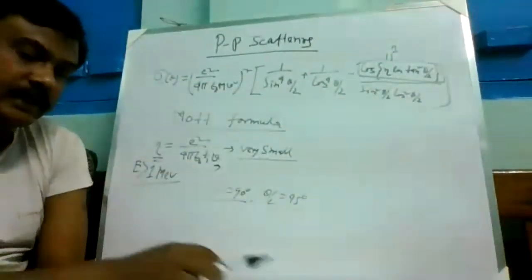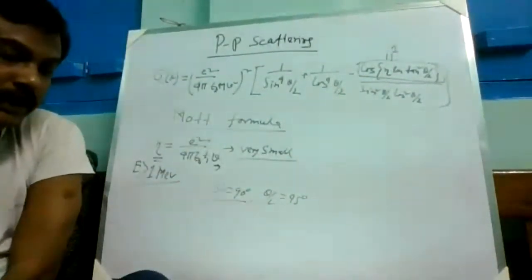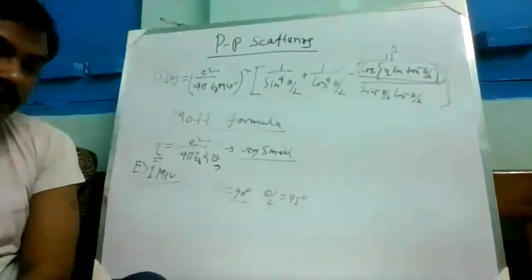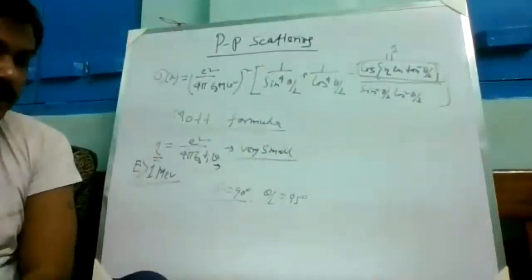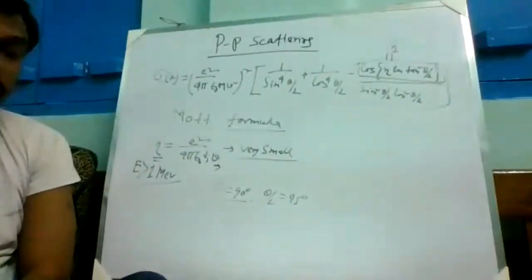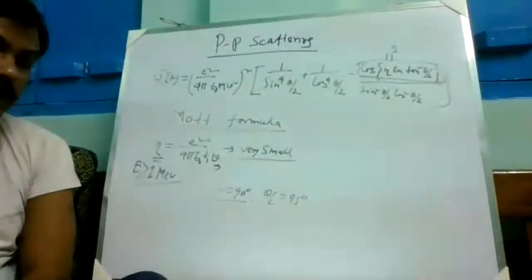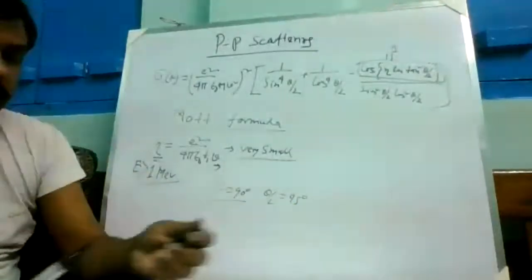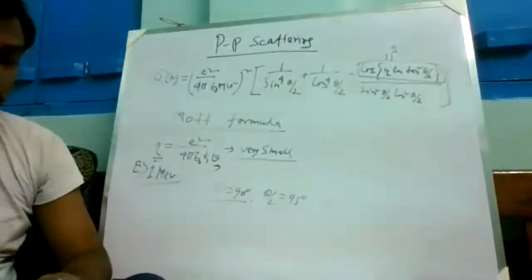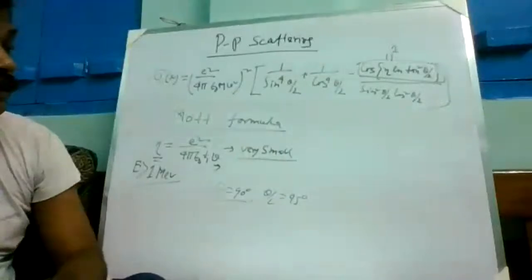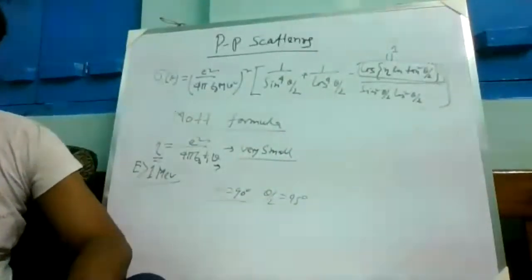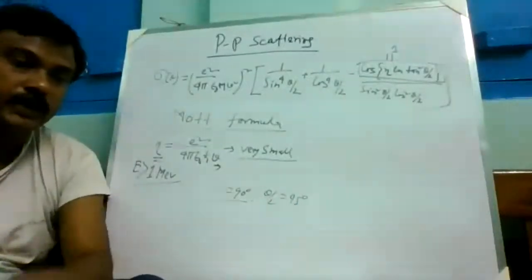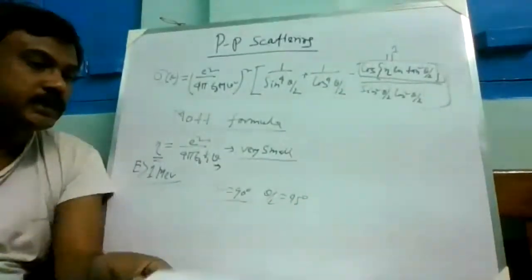So we can say that if quantum mechanical indistinguishability is not taken into account, then the sigma at an angle 90 degree is double if we don't consider it. And our experimental observation is in agreement with the quantum mechanical treatment. That means for scattering of proton, you have to consider quantum mechanical treatment.